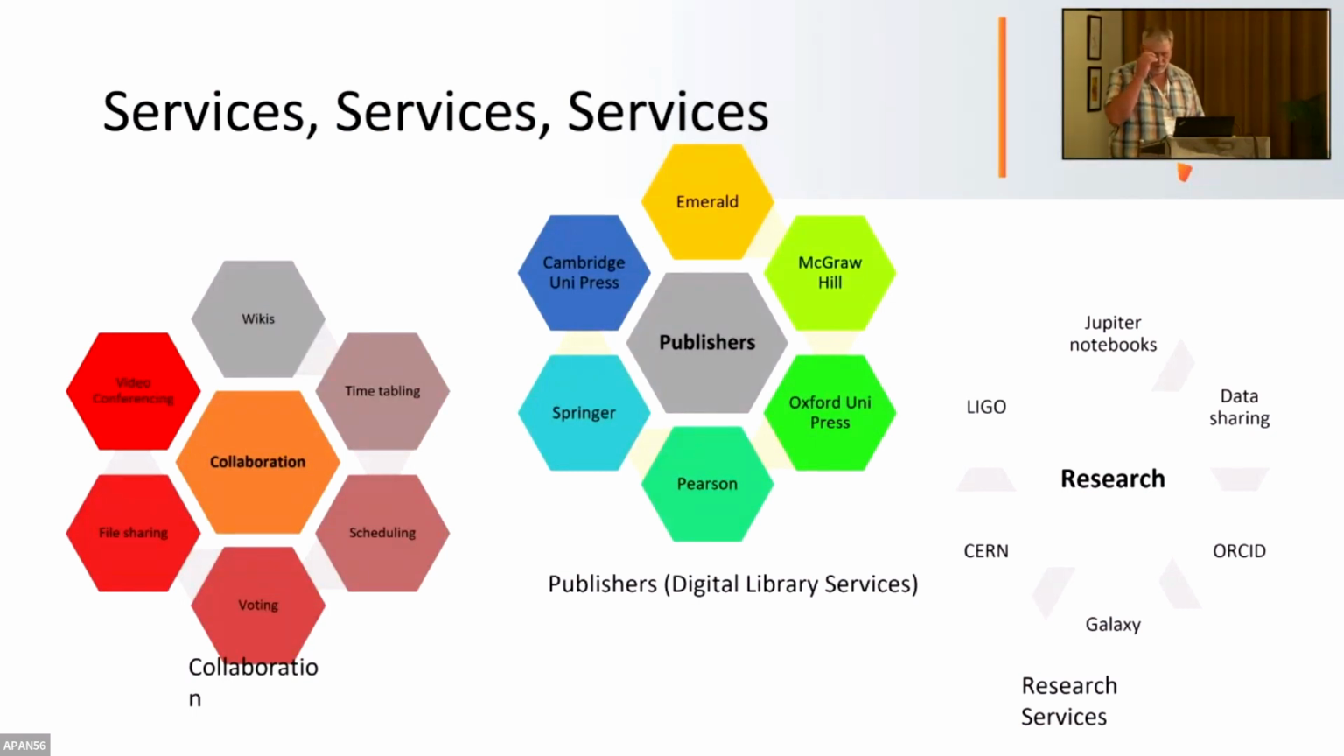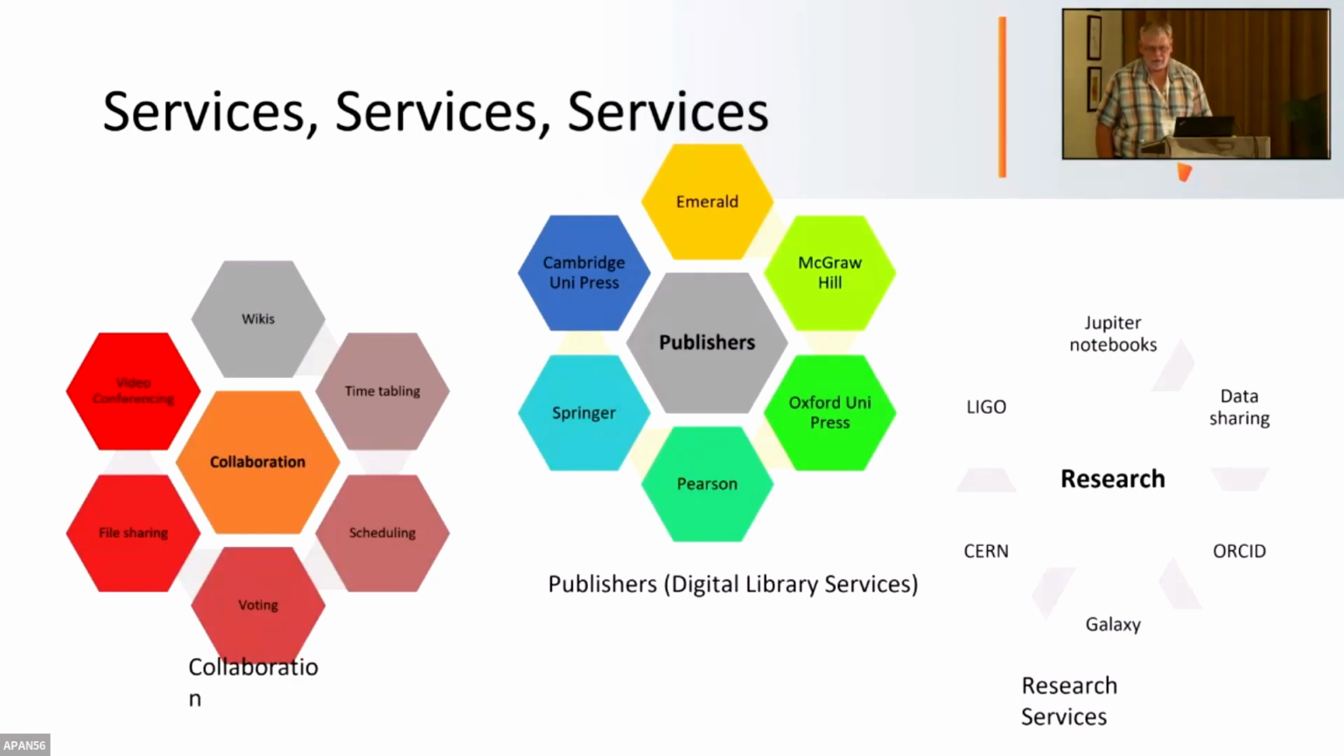The Federation itself provides access to many services. And I've sort of broken them up into a number of categories. There's a lot of collaboration services that are available. There's wikis, video conferencing, file sharing, voting tools, scheduling tools, timetabling tools, all to allow for better collaboration of users in the Federation. Users across multiple organizations can use these tools to improve the way they collaborate. There are thousands of publishers available in eduGAIN and in federations. We've got Emerald, McGraw-Hill, Oxford University Press, and many others. So this is a real opportunity for your librarians to tap into those services and make them available to your students and staff. And as I said, we really focus in Australia on providing access to research services.